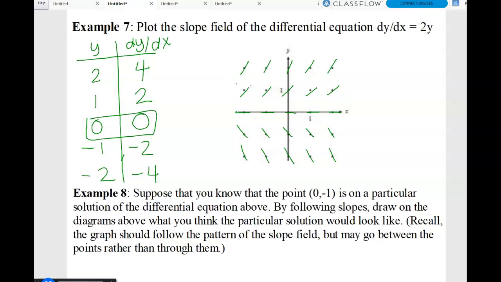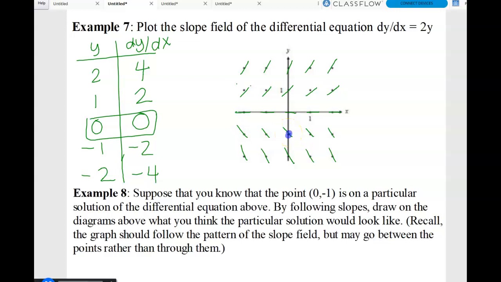As a follow-up to that, it says suppose you know the point (0, negative 1) is a particular solution on the original problem. So now it's like yesterday and today together. This is my differential equation. The differential has the IVP, initial value point, (0, negative 1). So go to this graph, go to x being 0, y is negative 1, and you plot that point.